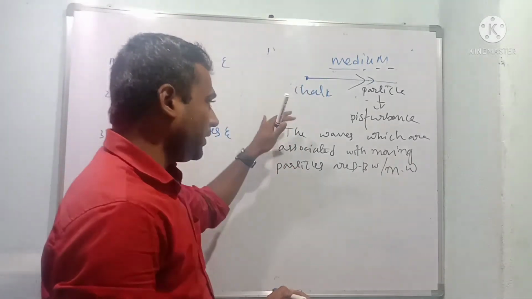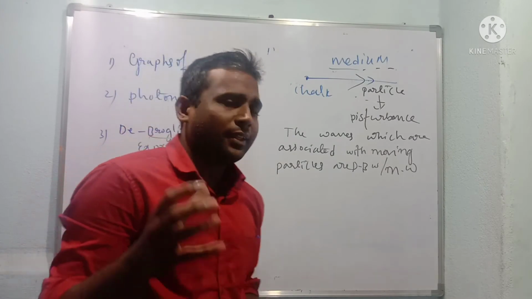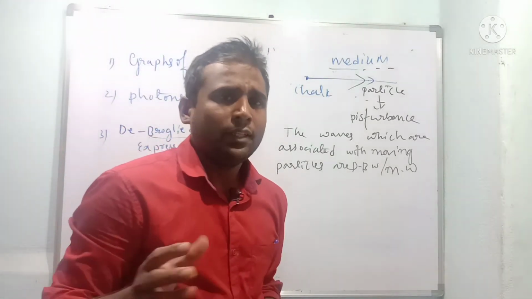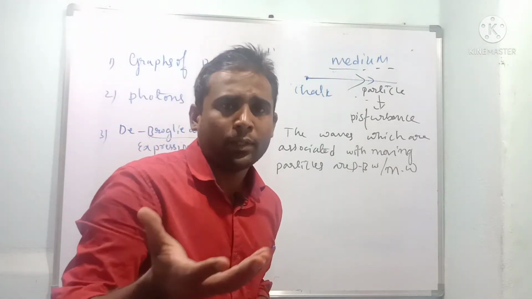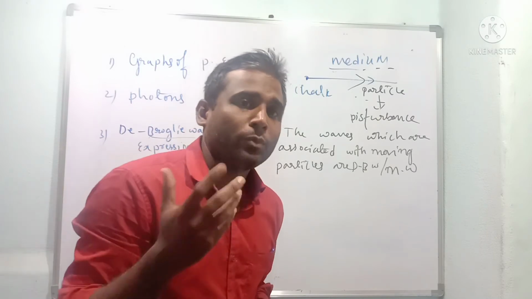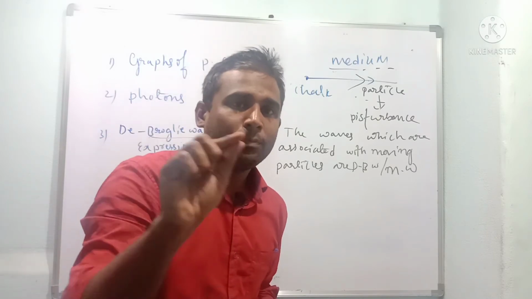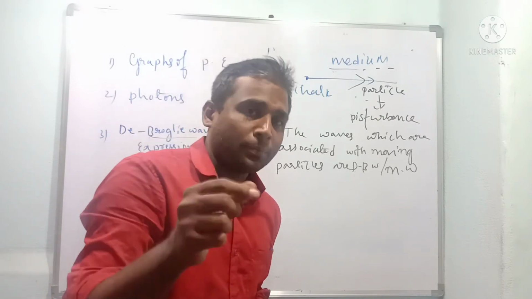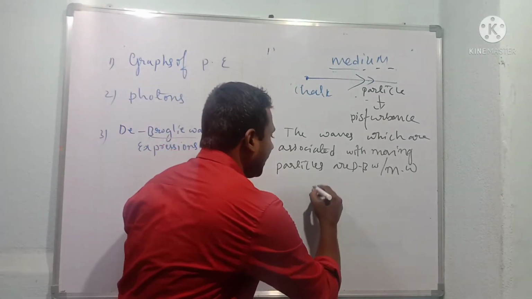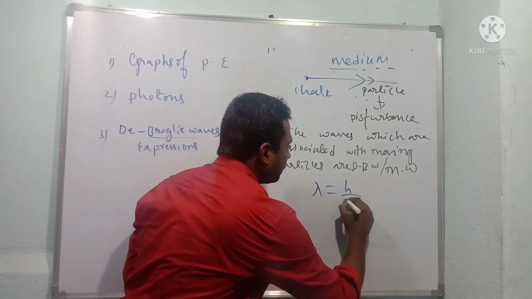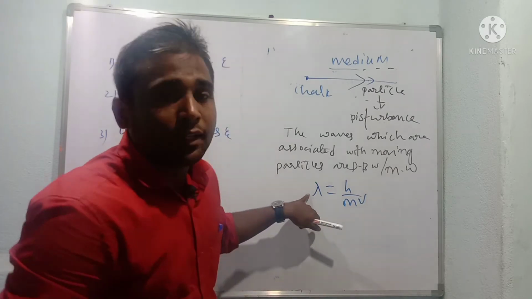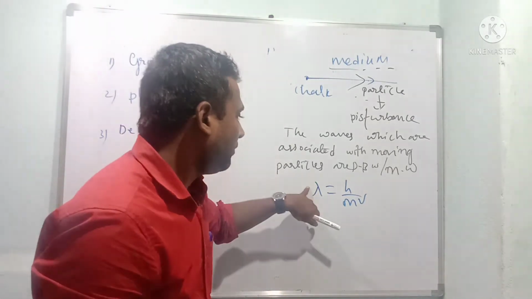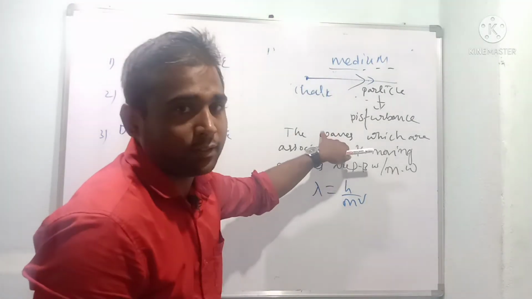So after understanding de Broglie waves, the derivation is very simple. E is equal to mc², E is equal to hν. If you substitute ν is equal to c by lambda, you will get the direct equation, that is lambda is equal to h by mv. This is the expression for the wavelength of this particle.